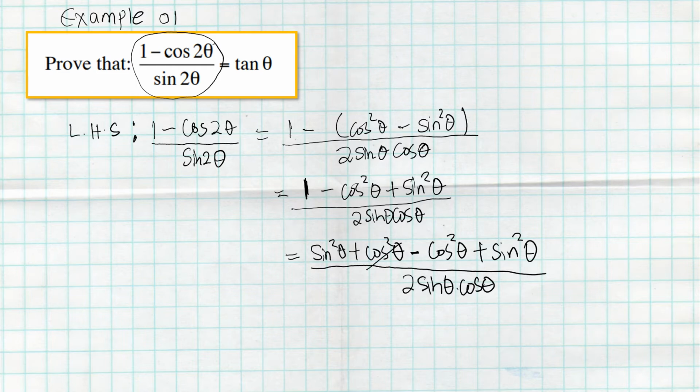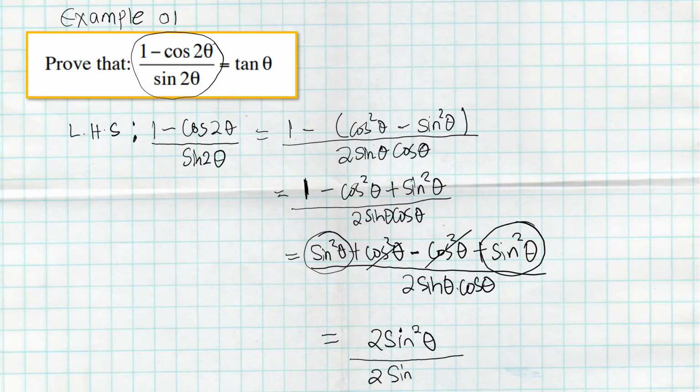Can you see? Then my cos squared theta and cos squared theta are going to cancel out each other. Then I'll be left with 2 sine squared theta. When we take sine squared theta plus sine squared theta, they're going to give us 2 sine squared theta, all divided by 2 sine theta multiplied by cos theta. So basically what you actually do, you apply the rules that will enable you to change this thing until you are able to solve it, right?